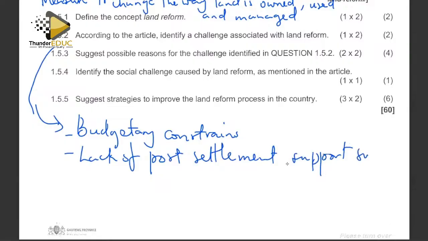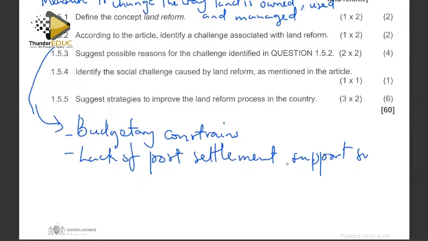And also we can talk of a lack of what we call post-settlement support. We are saying if the farmers have been resettled, they have acquired the land through land reform, they must get support from the government. The government must still fund those farmers to do productive farming. Otherwise, the land will go into unproductive use because of lack of support.